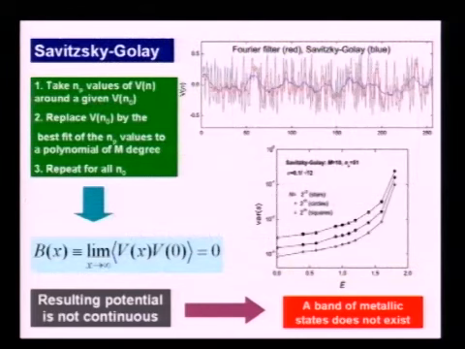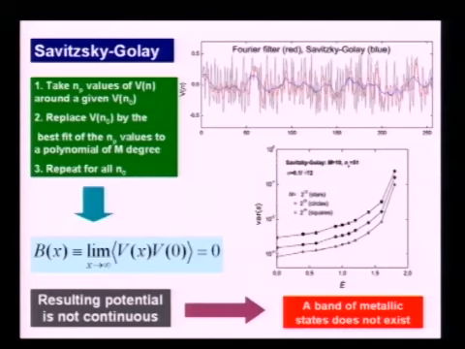This is exactly what we do. We start with one method, called the Savitzky-Golay method, and let me explain what that is. We take an uncorrelated potential, and then take MP values around a given value. We replace this value of the uncorrelated potential by the best fit of these values to a polynomial of degree m. Then we repeat that for all values of the uncorrelated potential. What we get is, for instance, this blue line here.